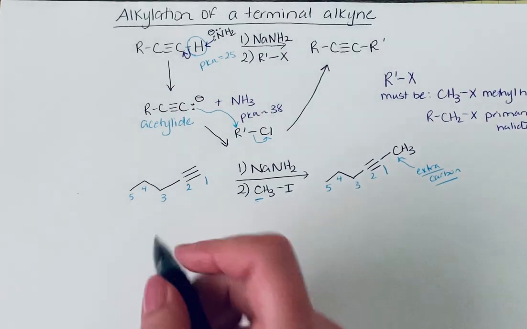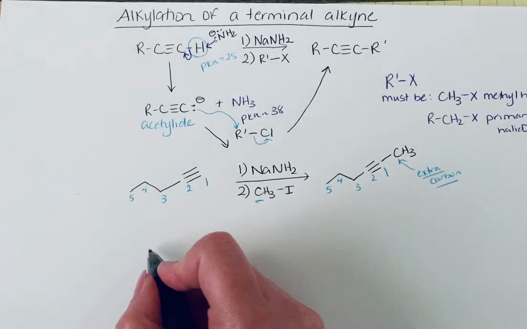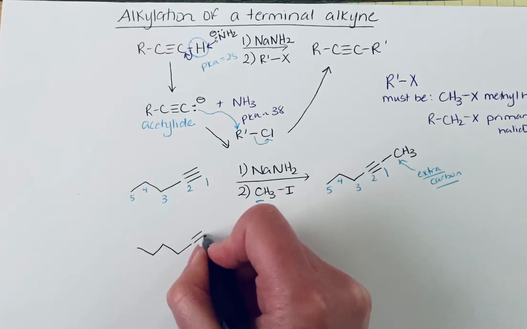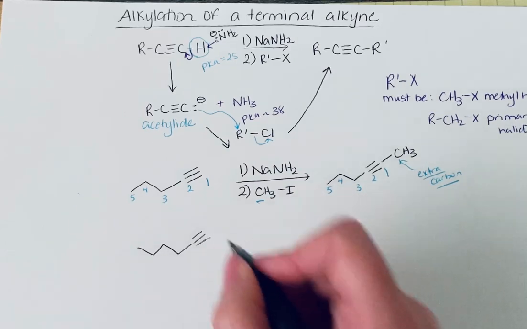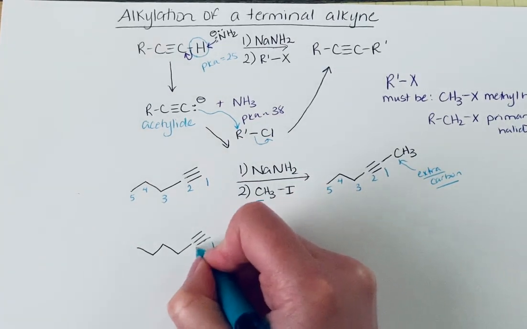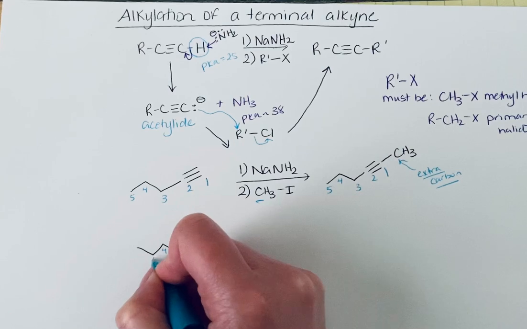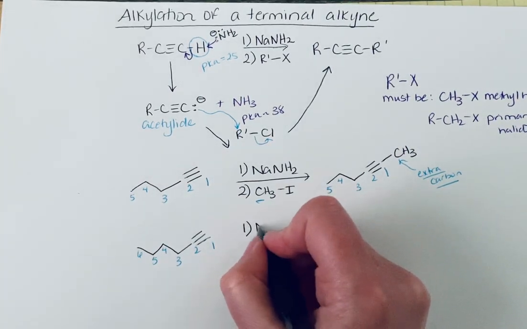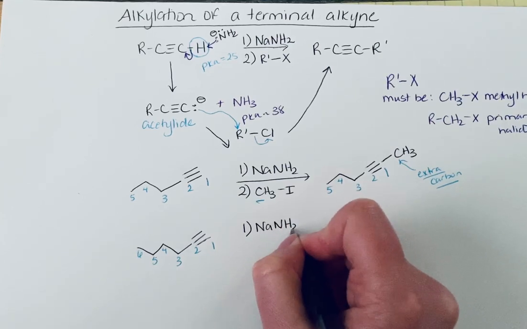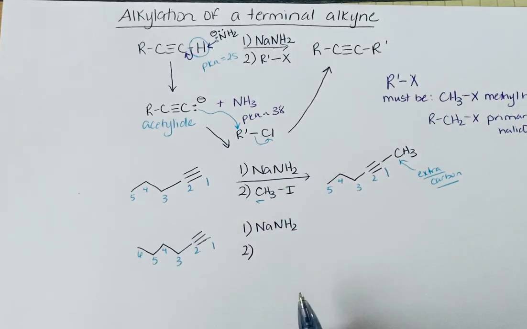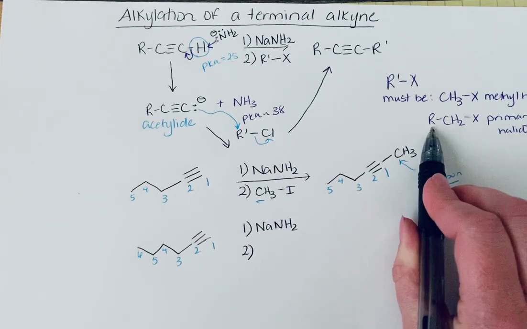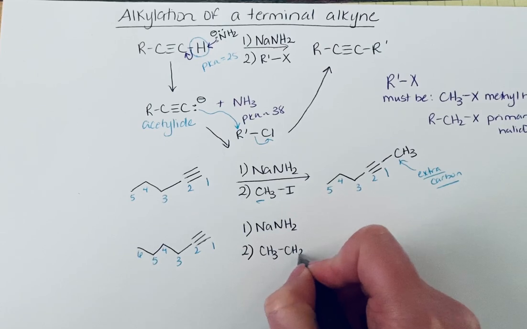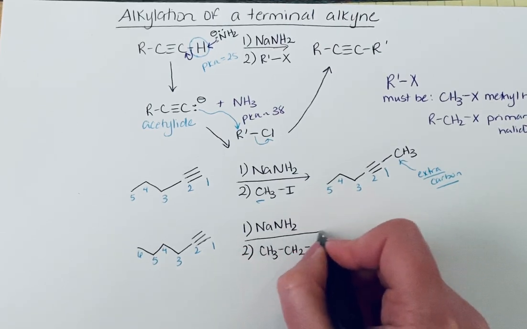Let's look at another example. So here is another terminal alkyne. This time we have 1, 2, 3, 4, 5, 6 carbon atoms. If I treat this first with sodium amide, NaNH2, and this time I'll use a primary halide. I'll just make that R group a methyl. So this will be an ethyl halide. So I'll use ethyl bromide.